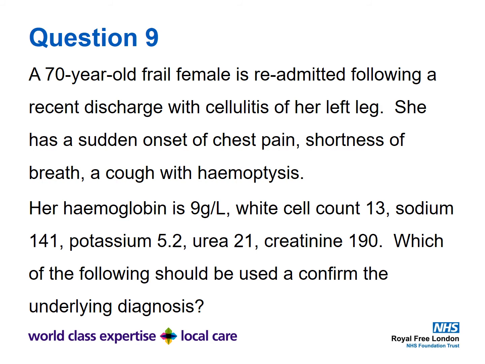Question 9. A 70-year-old frail female is readmitted following a recent discharge with cellulitis of her left leg. She has a sudden onset of chest pain, shortness of breath, a cough with hemoptysis. Her hemoglobin is 9 grams per litre, white cell count 13, sodium 141 millimoles per litre, potassium 5.2 millimoles per litre, urea 21 and creatinine 190. Which of the following should be used to confirm the underlying diagnosis?